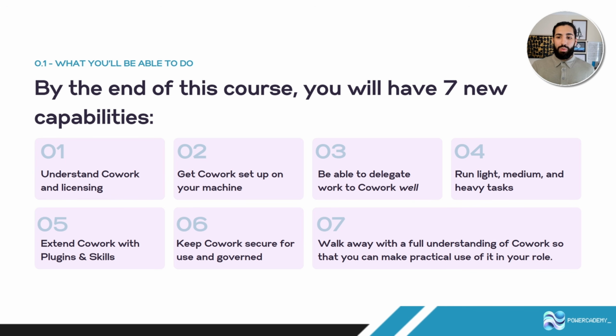Then number 4, we're going to run light, medium, and heavy tasks and understand the differences between the 3 task types that you can run Cowork in. Then we are going to learn to extend Cowork with plugins and skills, and also connectors. You'll understand how you can keep Cowork secure for use and governed within your ecosystem, and you'll walk away with a full understanding of Cowork so you can make practical use of it within your role. So by the end of the masterclass, the idea is that all 7 of these capabilities will be instilled within you so you can use Cowork in the best way possible.